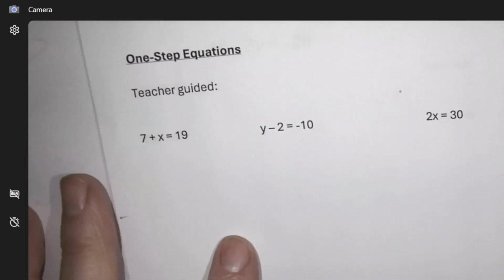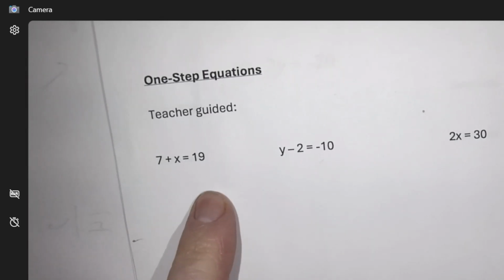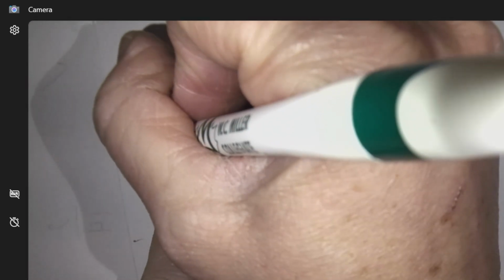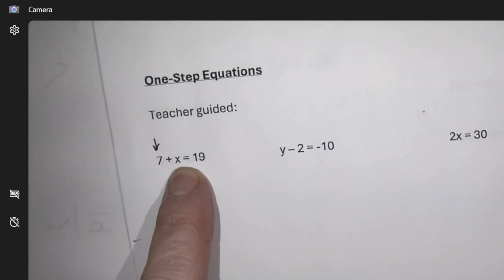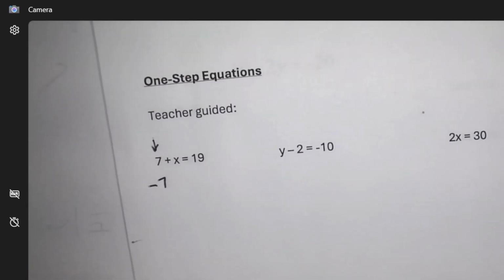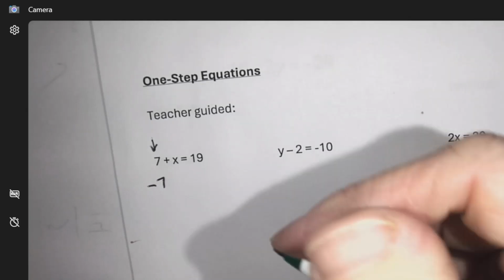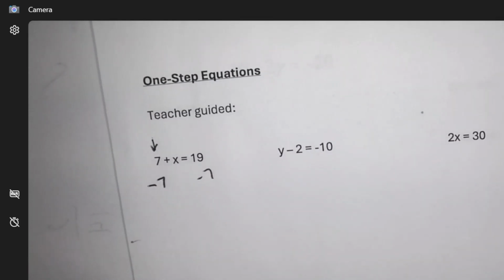Okay, so here we go. These are the simple one-steppers. So to get x alone, I need this gone. So how would I do that? Subtract 7. Okay? Do you understand that math equations are like teeter-totters? If you took 7 people off of one side of your big teeter-totter, what do you have to do on the other side to balance it back? Take 7 off the other side.